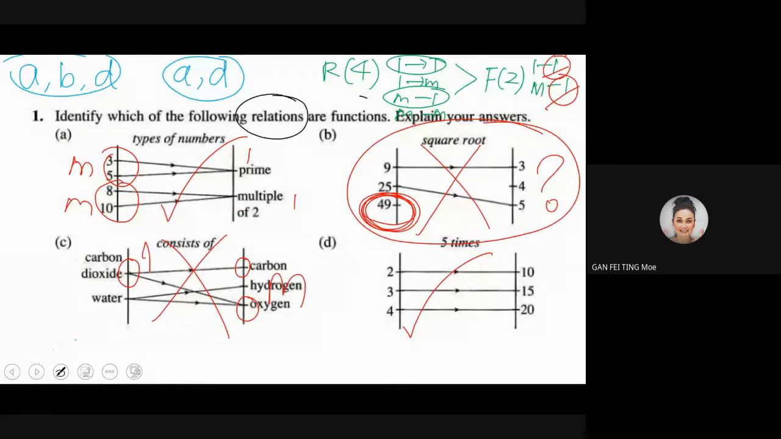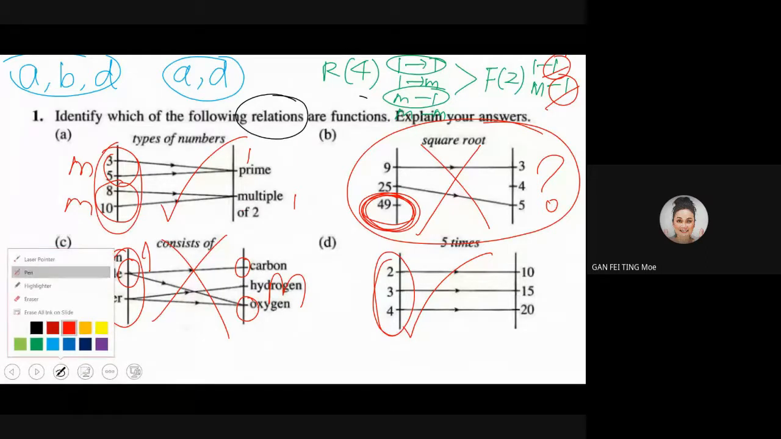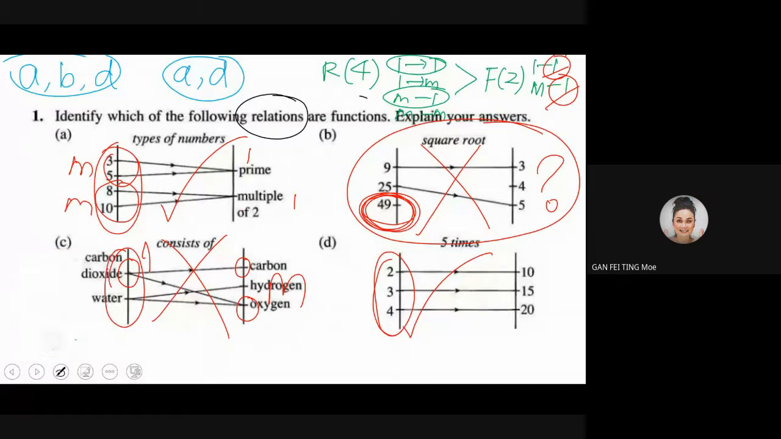Because for a function, every single domain must be mapped. Take note of the words: untuk fungsi, setiap domain mesti dipetakan. Setiap domain mesti dipetakan, just like this one. They got an arrow, they got an arrow for this one. I highlight this one, the one here in blue color. Setiap 3, 5, 8, 10, carbon dioxide, water, carbon dioxide, water, and this is 2, 3, 4.